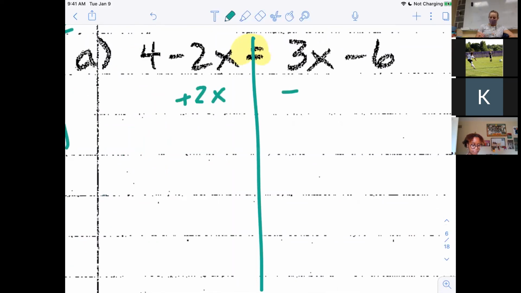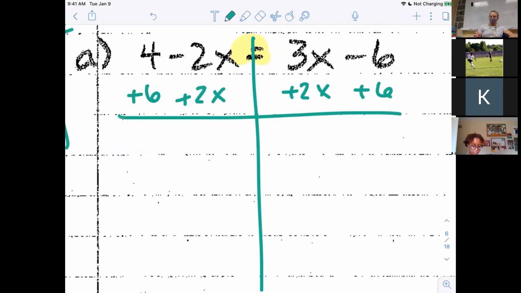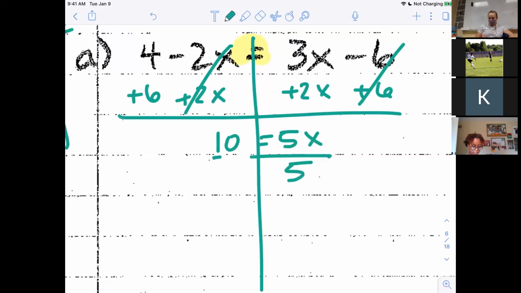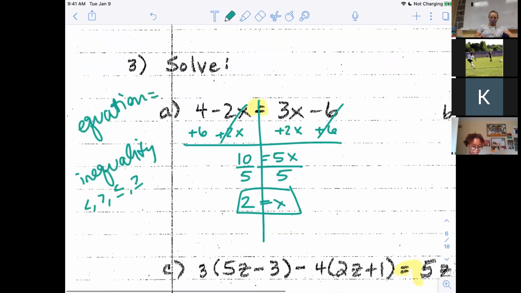So I'm going to add 2x to both sides. I'm going to add 6 to both sides, get all my variables on one side, get all my constants on the other. 10 equals 5x. Divide by 5. X equals 2. Wow, that was an easy one we started with.